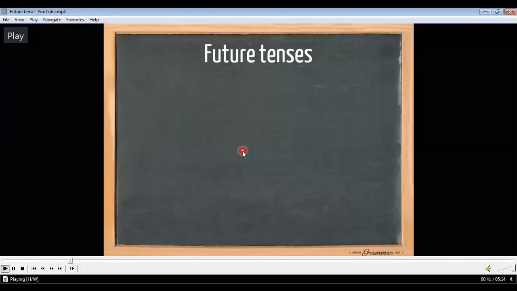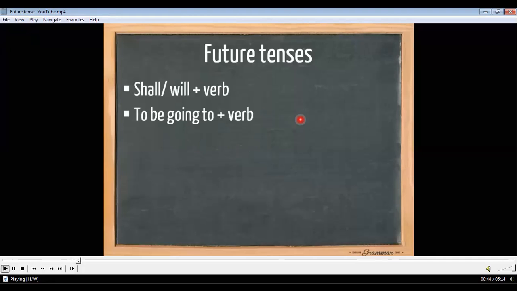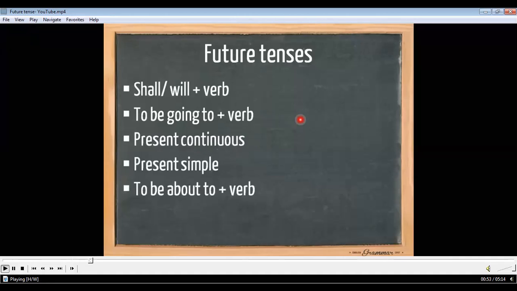So let us start. The most commonly used future tenses are shall and will plus the base form of the verb, to be going to plus the base form of the verb, the present continuous, the present simple, to be about to plus the base form of the verb, and the future continuous. Our today's topic is just related to the first tense, which you can also call future simple tense, the use of shall or will plus the base form of the verb. So let us discuss this point only.